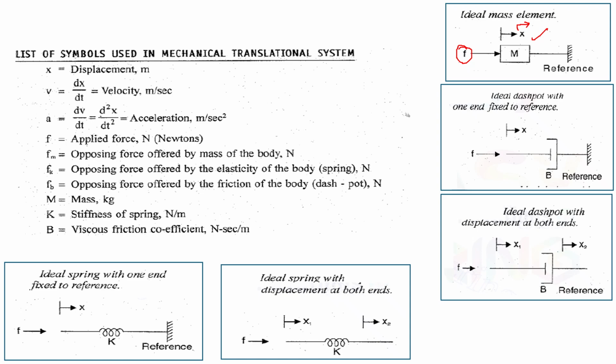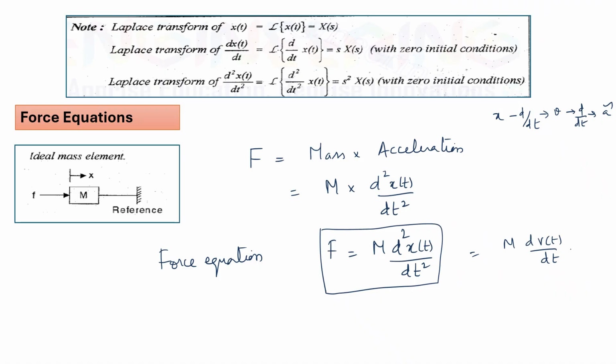Similarly, if you see this figure, the viscous friction coefficient B is not fixed to an end. So a force is applied, and because of that, there will be a resultant displacement which is considered to be x1 minus x2 or x2 minus x1. When we want to convert a time domain equation into a frequency domain equation, we would parallelly consider Laplace transformation.